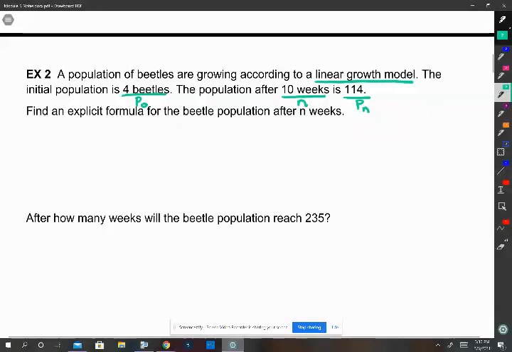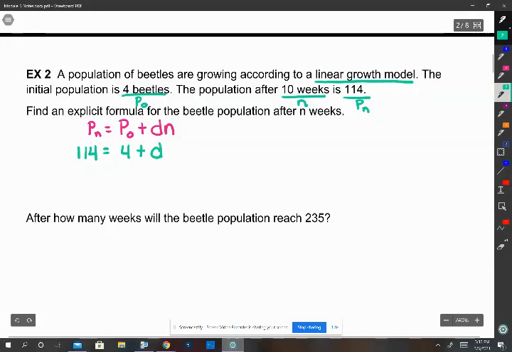And so as we look at our formula, remember it is P sub N is equal to P sub 0 plus D times N. So what we're going to do is plug in those values. So we know that P sub N is 114. We know that P sub 0 is 4. And we know that we're looking for D. And we know that N is 10. And so what we're going to do is just solve this equation like we normally would.